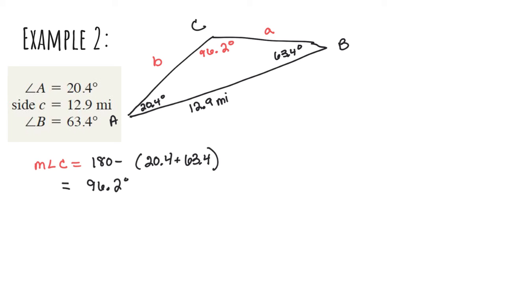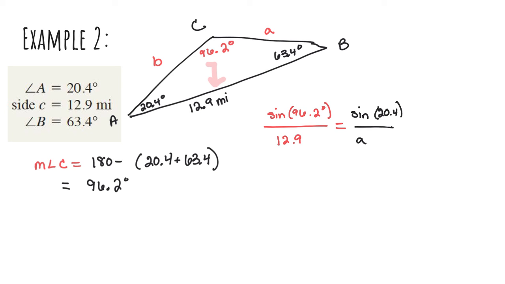Remember, in order to use law of sines, we need to have an angle and its side opposite. That's going to be your first ratio that you use. So that's going to be the left side of our problem. So we're going to set this up. Sine of 96.2 degrees is to 12.9 miles as, let's solve for side A, angle A is 20.4 degrees.